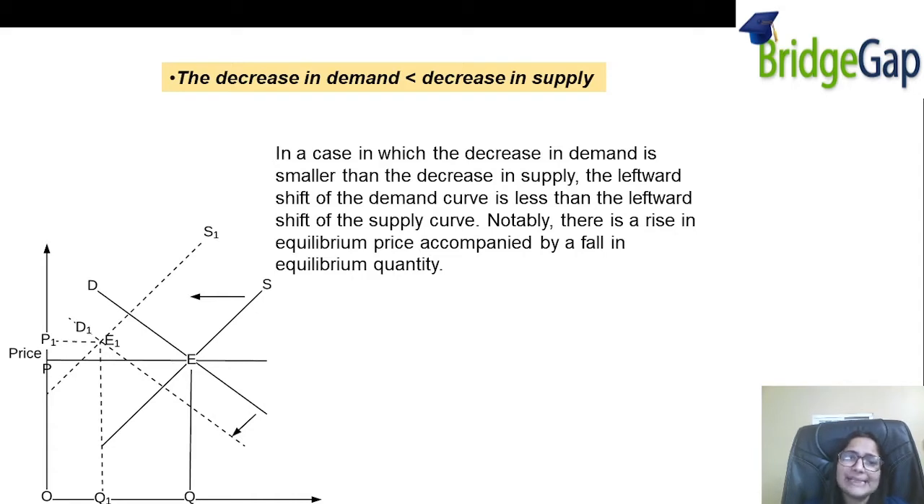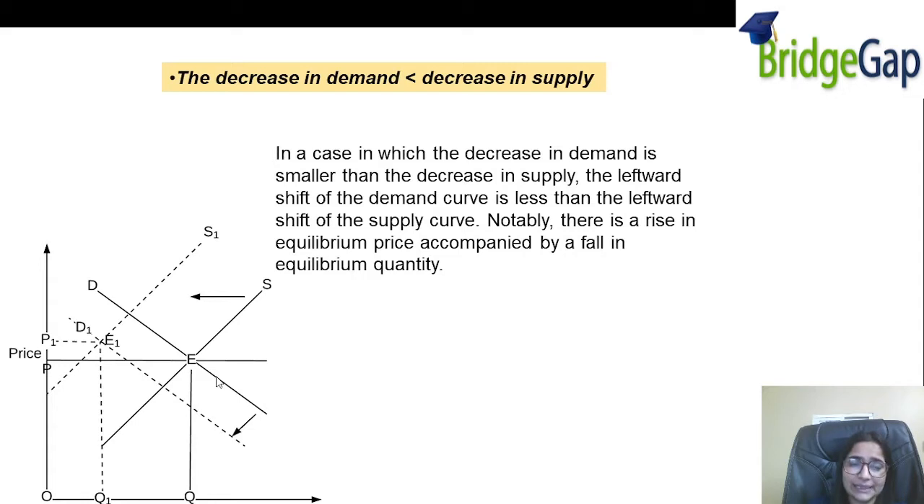When the decrease in demand is less than the decrease in supply. Now this is the third and last situation possible for both demand and supply curves decreasing. So this is the last situation, where the decrease in supply is greater than the decrease in demand. So our supply curve S will shift to S1. There is a decrease in supply, and our demand curve D will shift to D1.